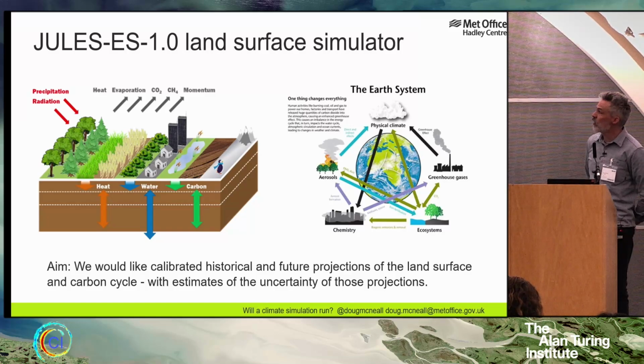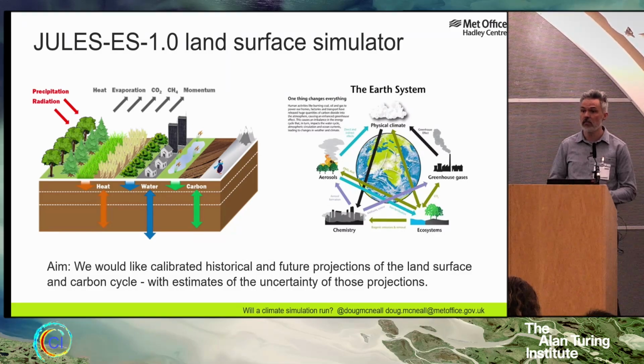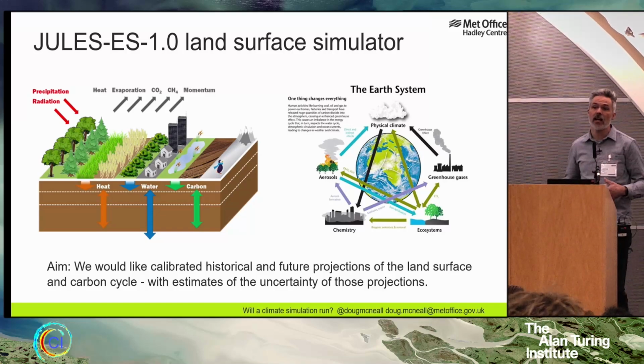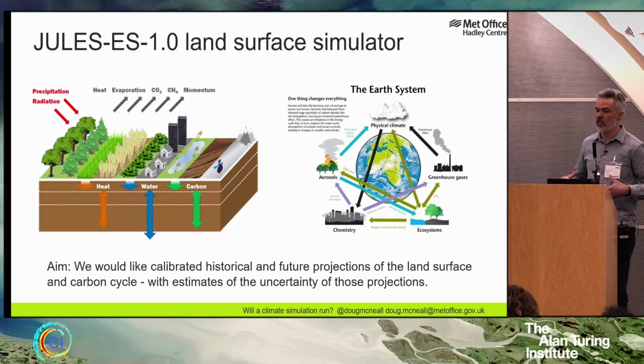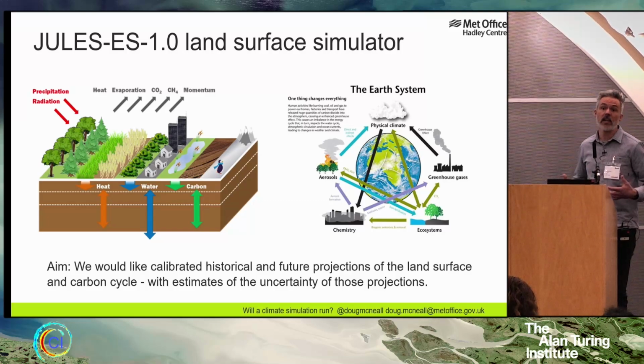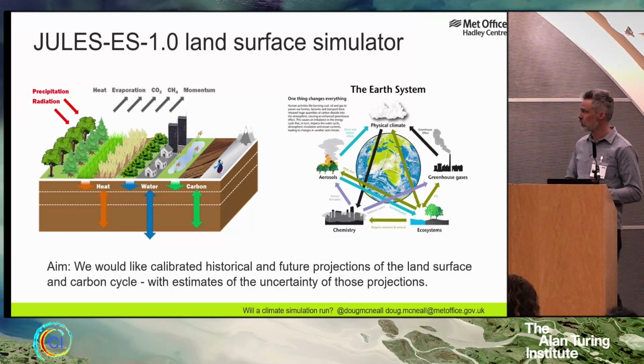So here's the problem. We've got a brilliant land surface model. It's called Jules. It's a community model, so it's built by us and by our partners. And it is part of a broader system, the UK Earth System model. And really, we'd like calibrated historical and future projections of the land surface and particularly the carbon cycle, because that impacts our remaining carbon budget, for example. So as a team, we're pretty focused on building these land surface models and informing, say, government policy about remaining carbon budgets and the future of the carbon cycle.